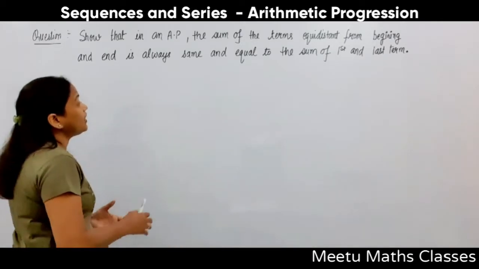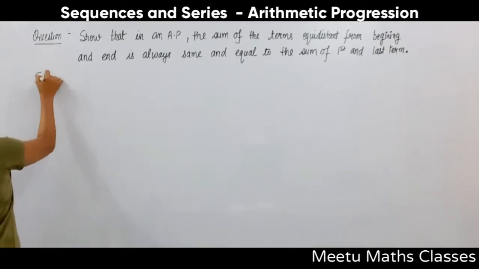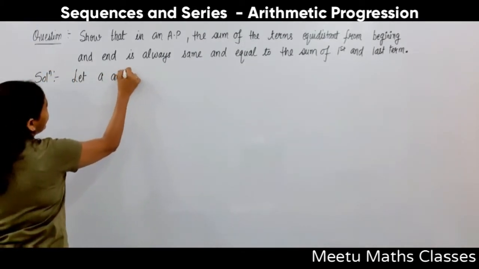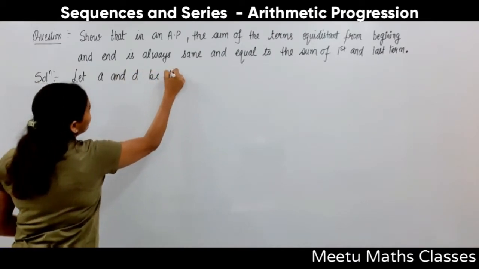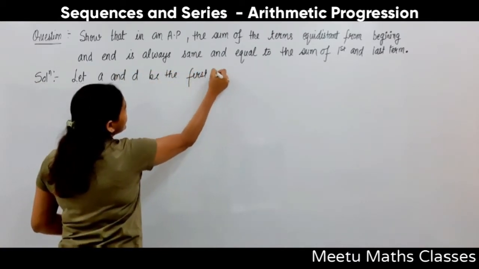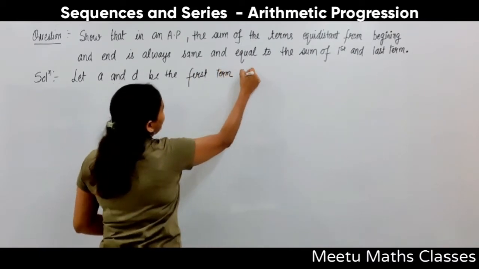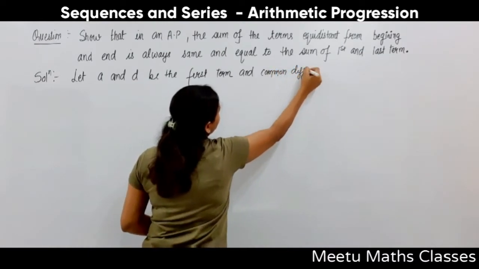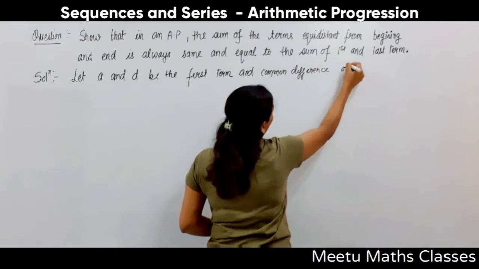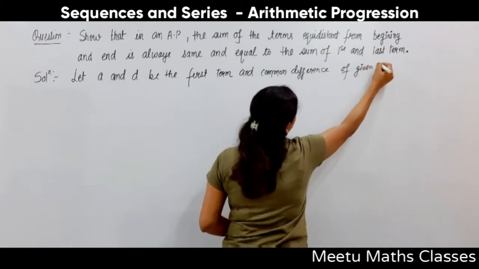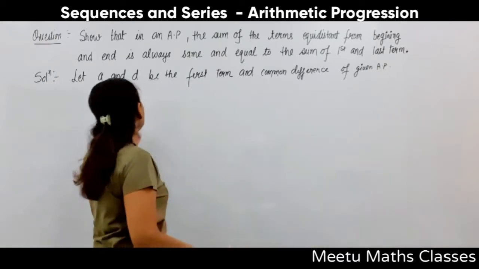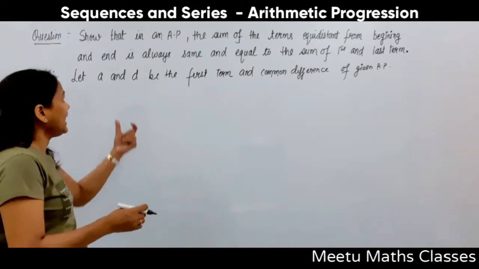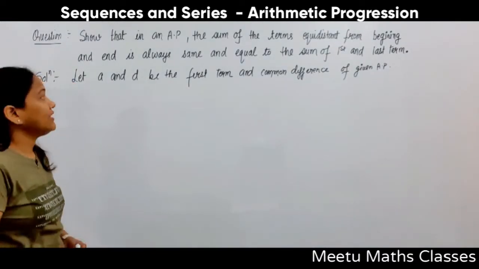So we are going to suppose an arithmetic progression first. Let a and d be the first term and common difference of the given AP. तो आपका जो अर्थमेटिक प्रोग्रेशन है वो फर्स्ट टर्म और कॉमन डिफरेंस रिप्रेजेंट करता है. So let a be the first term of your AP and d be the common difference of your AP.